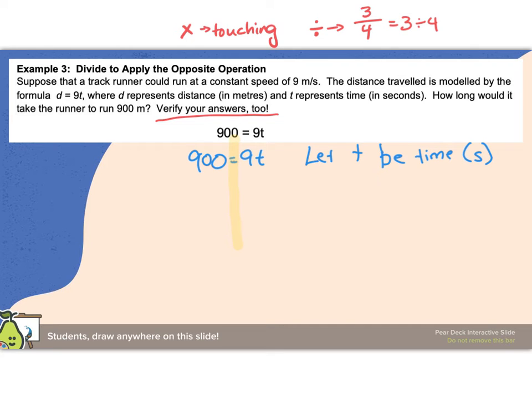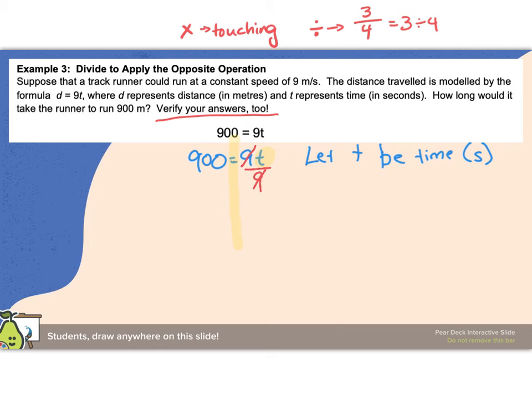So I'm going to highlight my variable. I need to get this t all by itself. Right now that t is touching a 9, and that means it must be multiplying. So the opposite of multiplying is to divide. So I'm going to go 9 divided by 9. 9 divided by 9 gives me 1. So now instead of 9 t's, I have 1 t, and I can just represent that with a t. So it crosses out and it's gone.